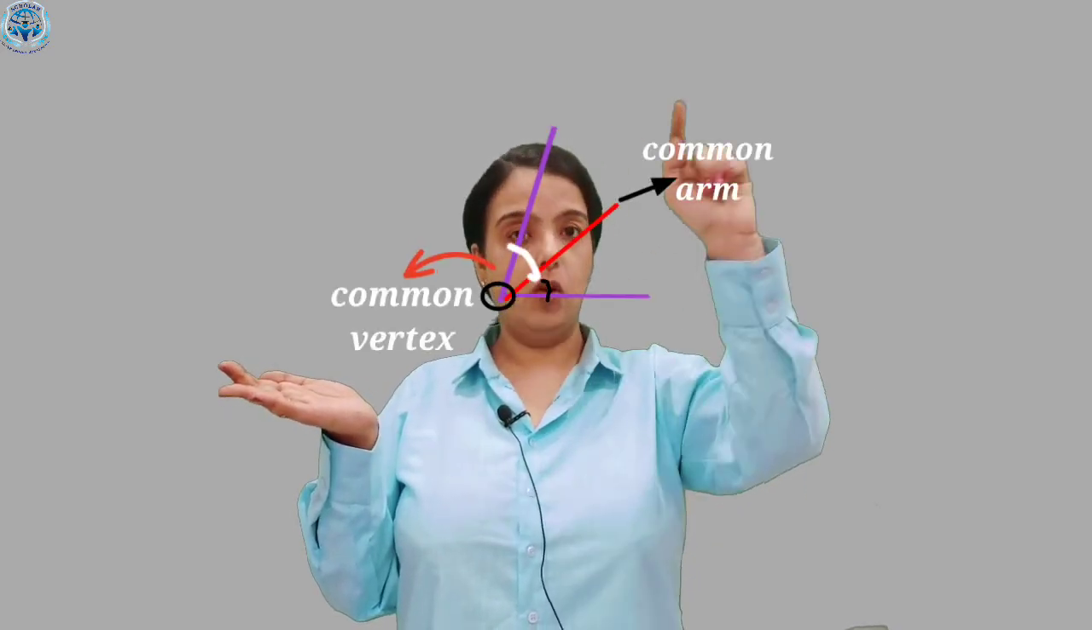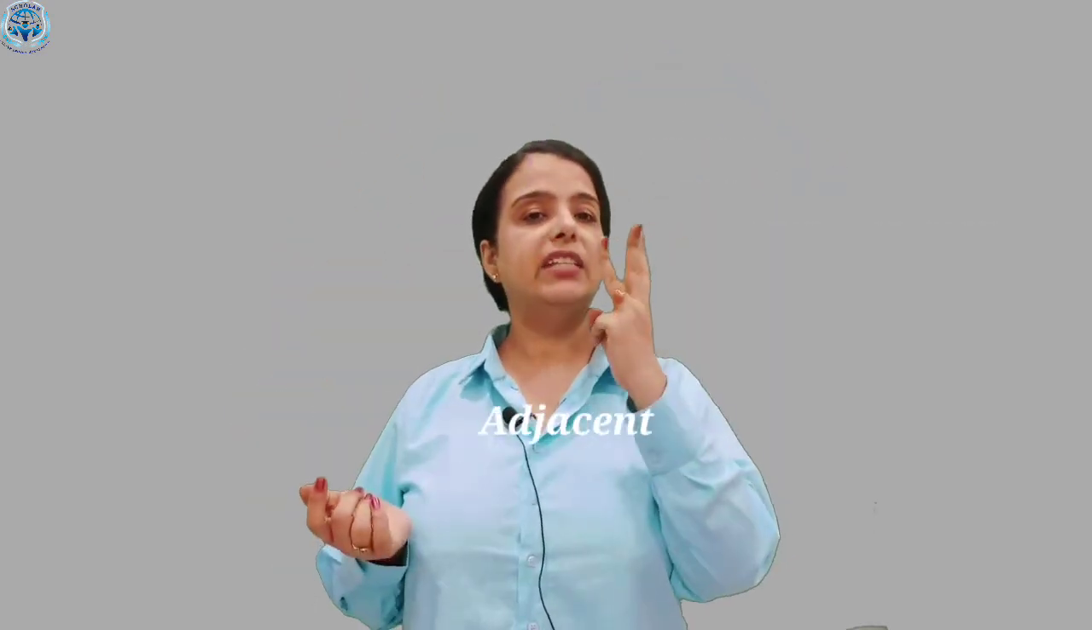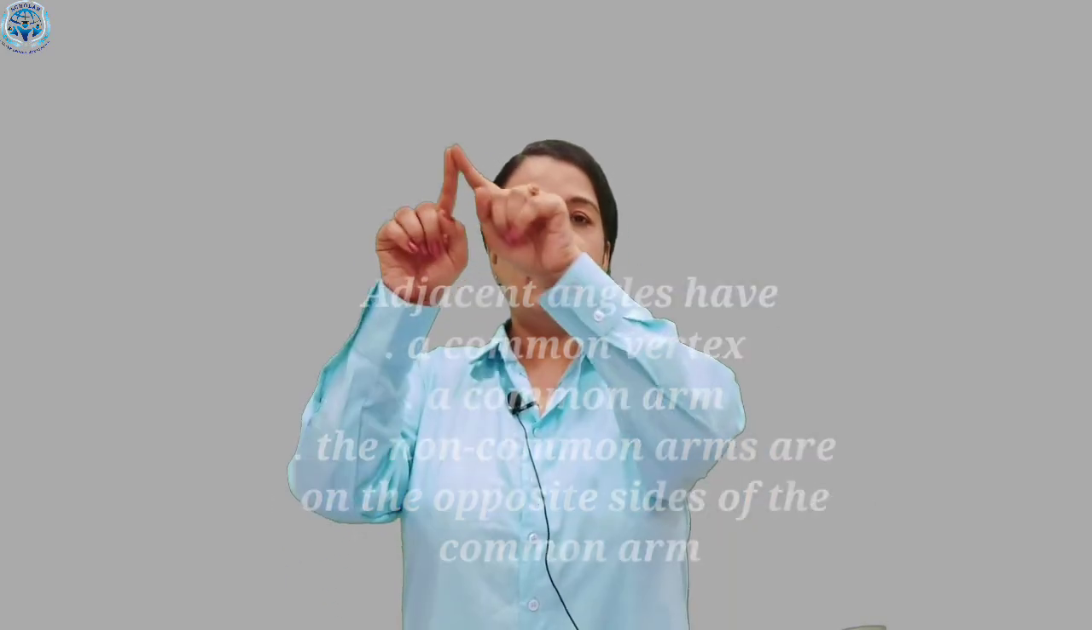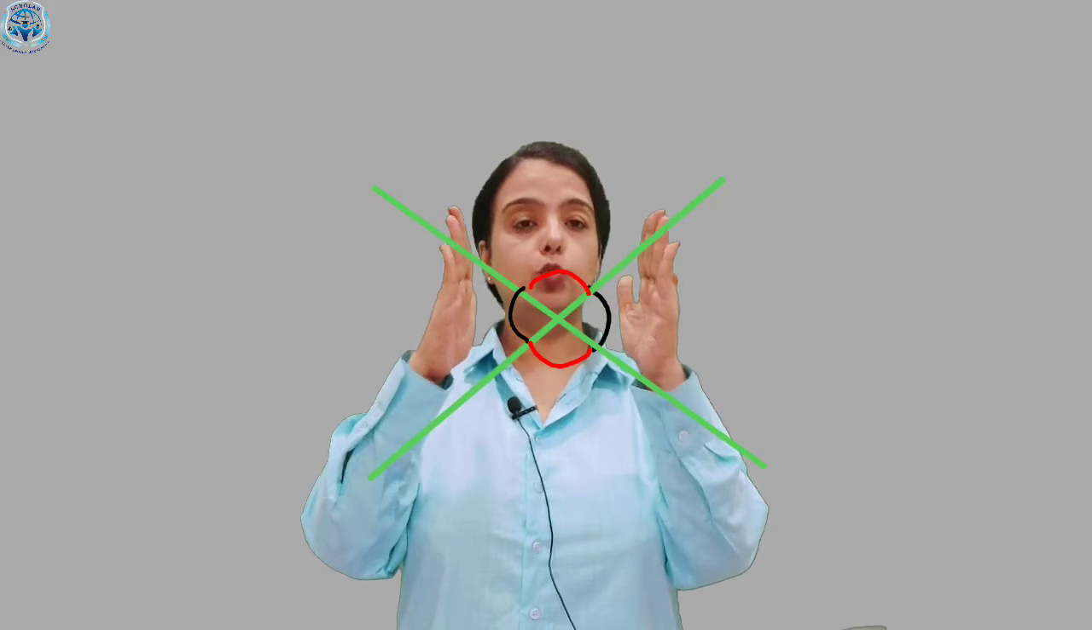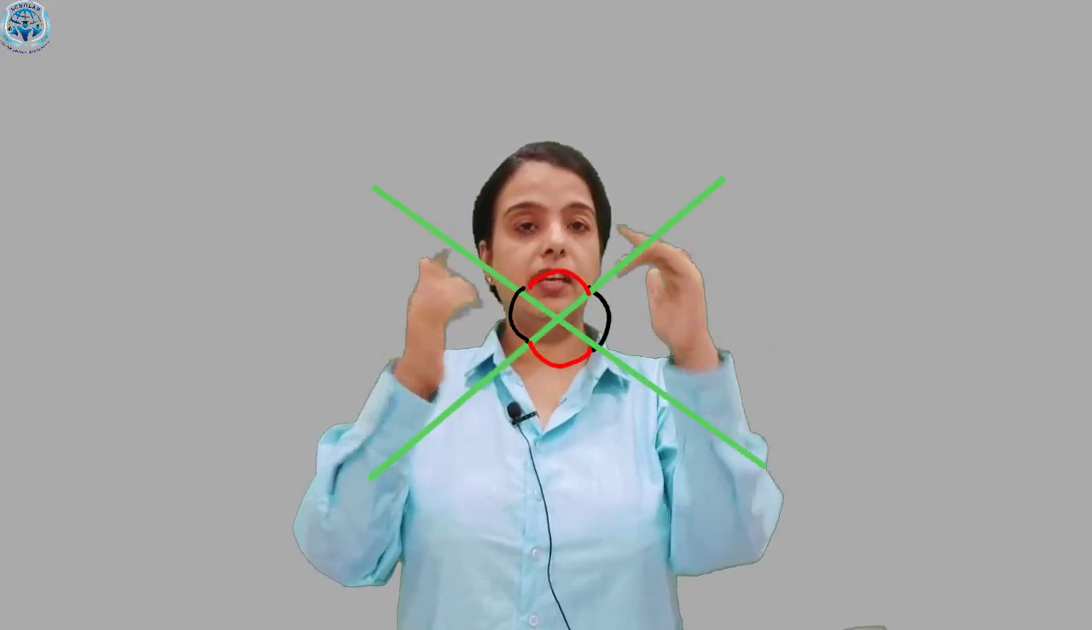Adjacent angles must have a common vertex, one common arm, and the other two arms lie on the opposite side of the common arm. If these three conditions are fulfilled, the angles are said to be adjacent angles. When two lines intersect each other, they form four angles, like in a scissor. These two pair of angles, one is this, one is this. These two angles are vertically opposite angles. This is another pair of vertically opposite angles. Now vertically opposite angles are equal to each other. This angle is equal to this one and this angle is equal to this one.